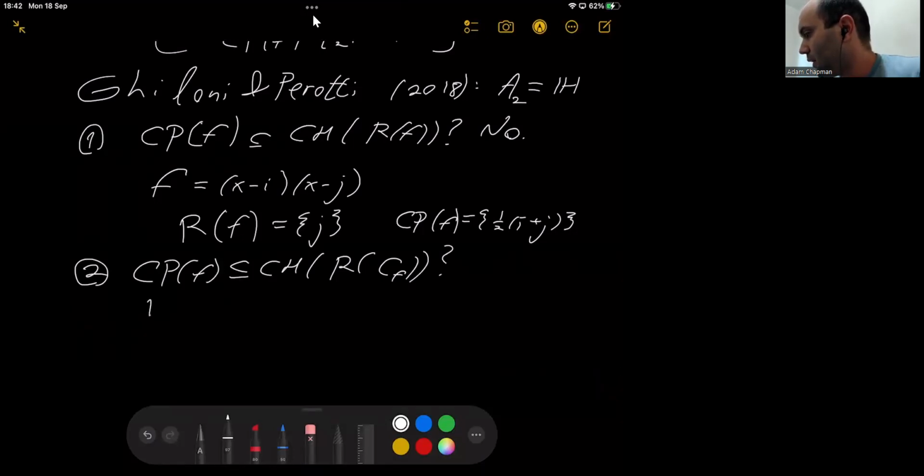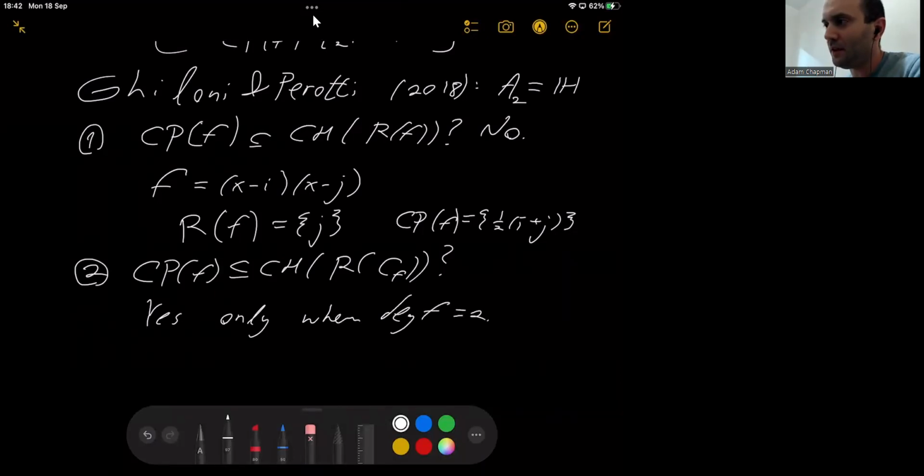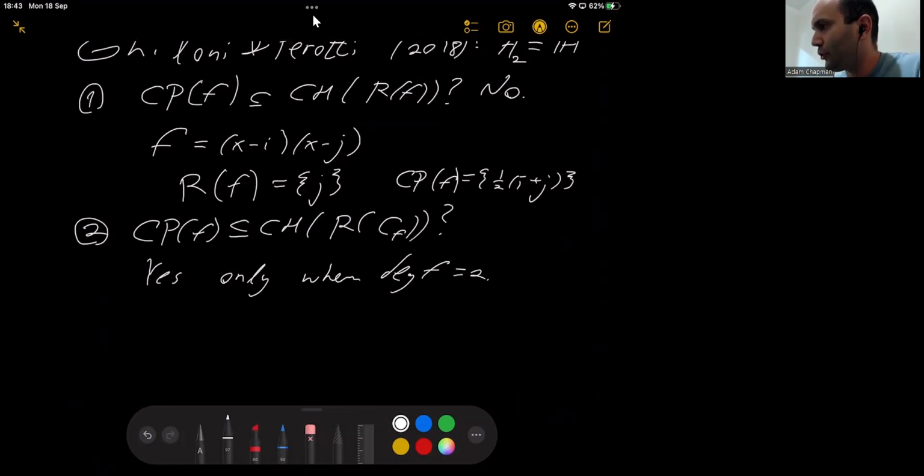So it is positive only when the degree of f is 2. In that specific case, it's true. So you have not so many roots, and you can show you have not so many critical points either, and you can show that the critical point lives inside. I don't think I'll have a lot of time, but if I do, I'll explain how we generalize this, and then I'll explain a little bit of the proof here as well. So it's true for quadratic quaternion polynomials. It's not true otherwise.